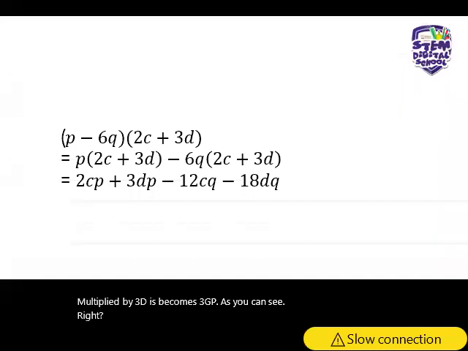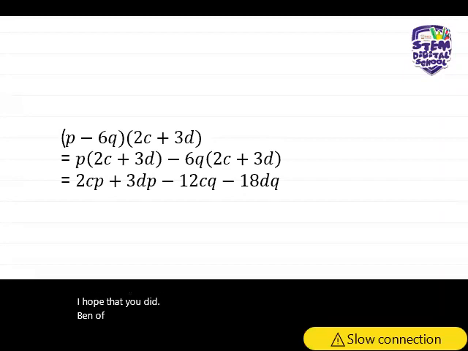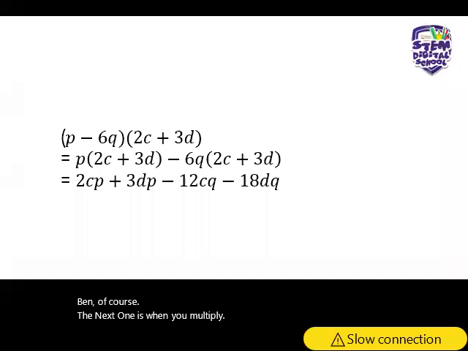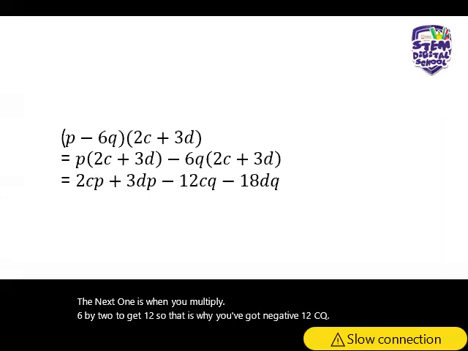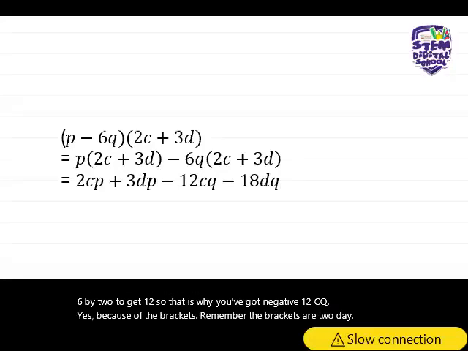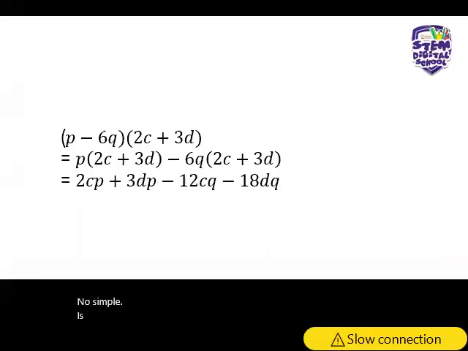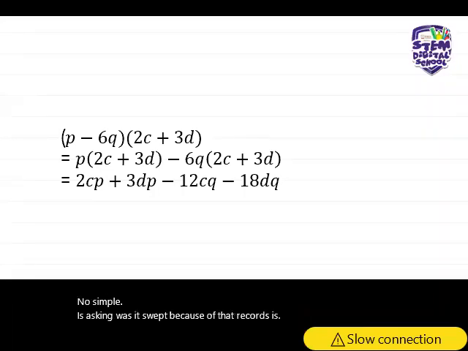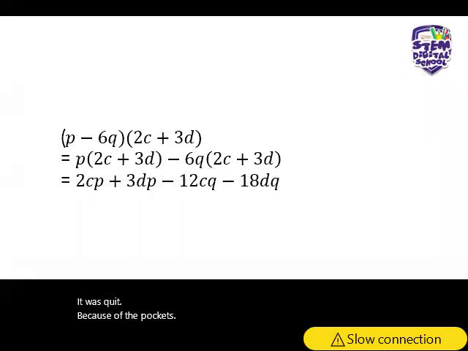I hope that you did. And then, of course, the next one as well, you multiply 6 by 2 to get 12. So that is why you've got negative 12CQ. Yes, because of the brackets. Remember, the brackets are 2 there. Nosipo is asking, was it squared because of the brackets? Yes, it was squared because of the brackets. And then, of course, you can do the last 2 there up until the answer that is correct.